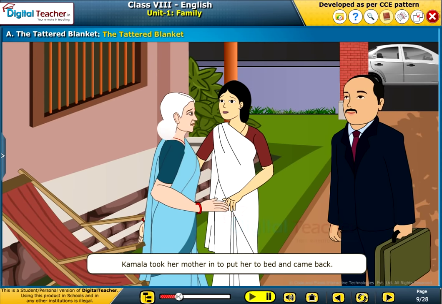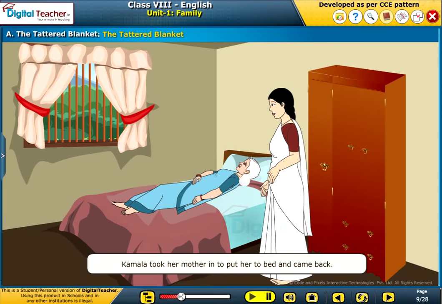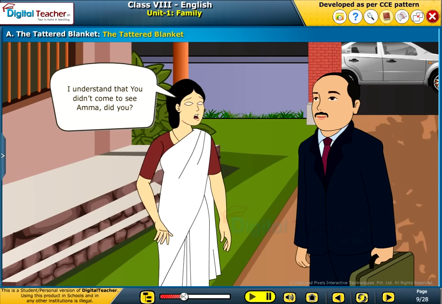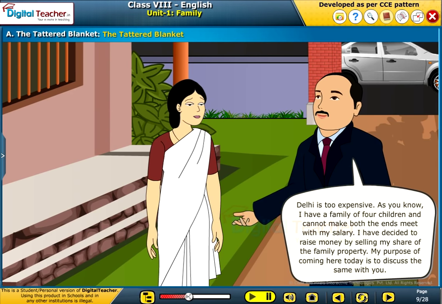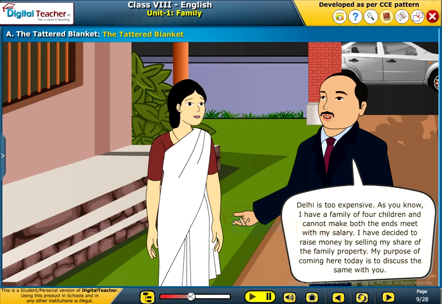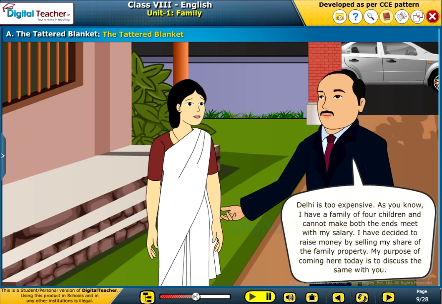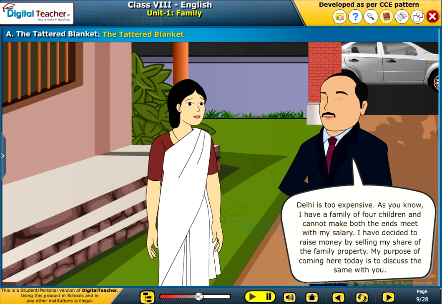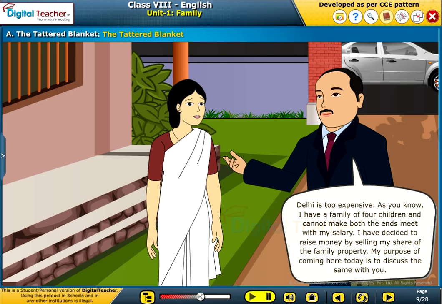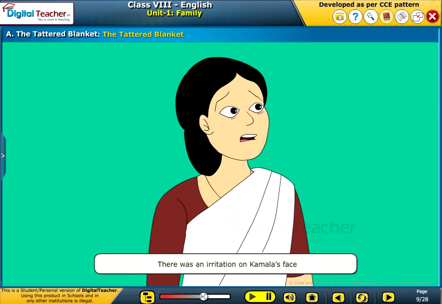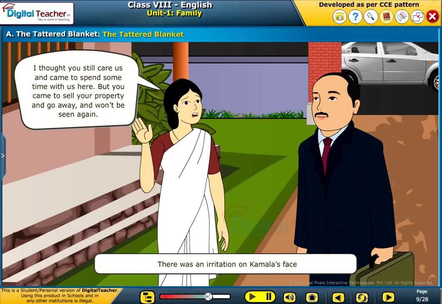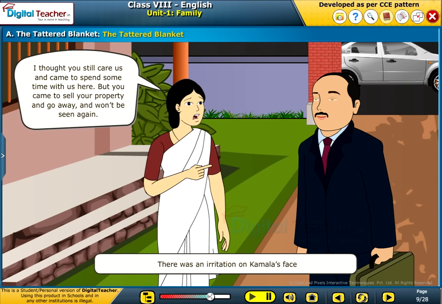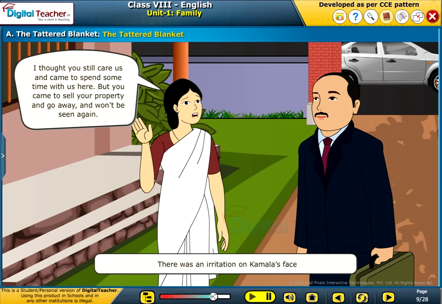Kamala took her mother in to put her to bed and came back. I understand that you didn't come to see Amma, did you? Delhi is too expensive, as you know. I have a family of 4 children and cannot make both ends meet with my salary. I have decided to raise money by selling my share of the family property. My purpose of coming here today is to discuss the same with you. There was an irritation on Kamala's face. I thought you still care for us and came to spend some time with us here. But you came to sell your property and go away and won't be seen again.